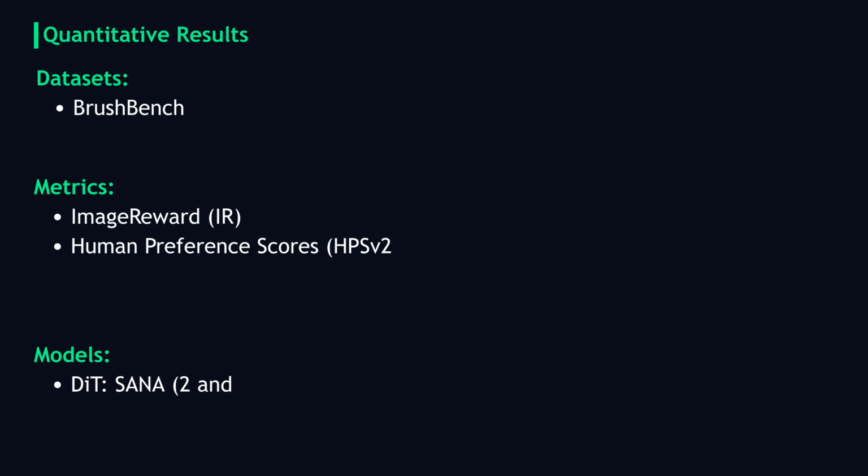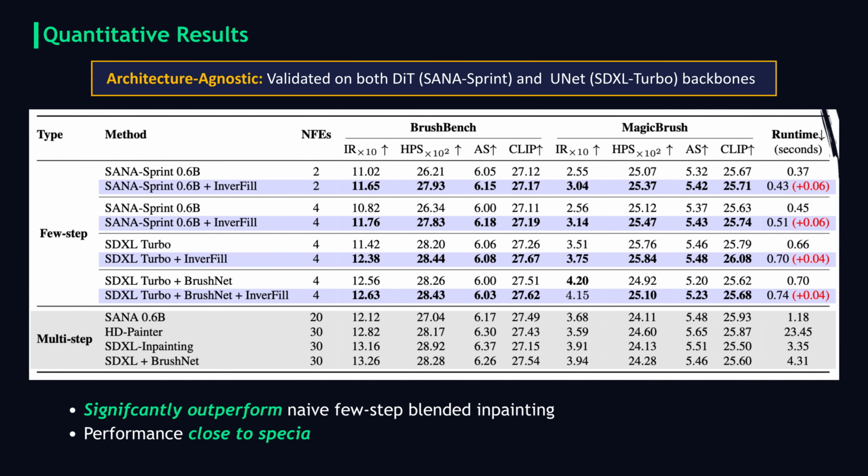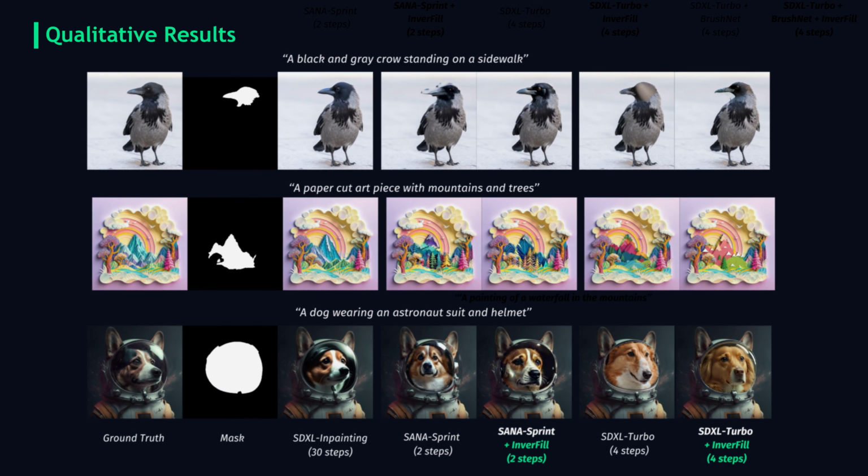For evaluation, we test on BrushBench and MagicBrush. We use 4 metrics: ImageReward, HPSv2, aesthetic score, and CLIP similarity. We evaluate both DiT-based SANA and UNet-based SDXL Turbo under 2-step and 4-step generation. Looking at the full table, InverFill improves every baseline across ImageReward, HPS, aesthetic score, and CLIP on both BrushBench and MagicBrush benchmarks. Notably, our few-step models at just 4 NFEs match or surpass specialized multi-step inpainting models that use 30 steps. Here are the qualitative comparisons.